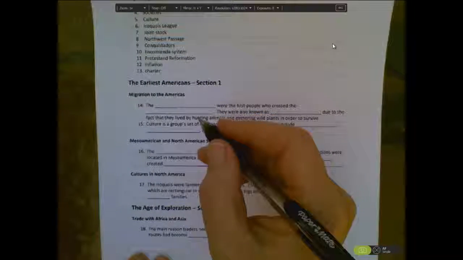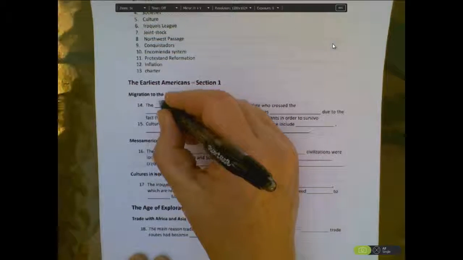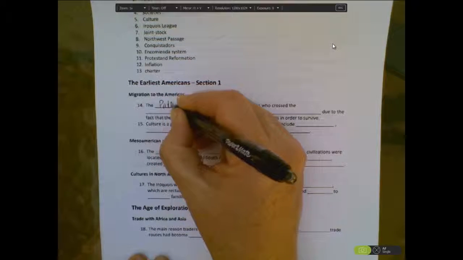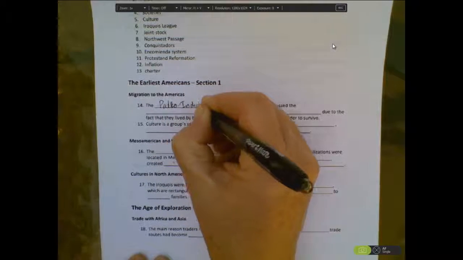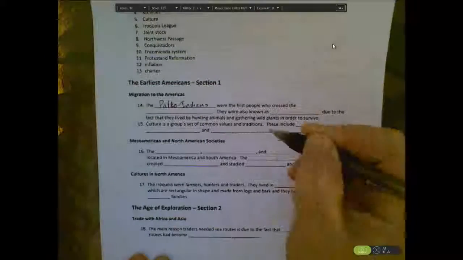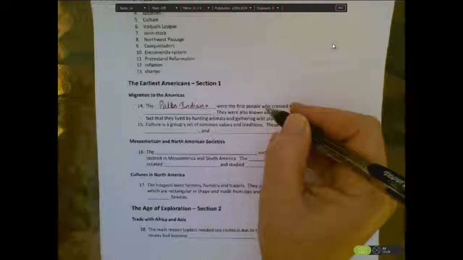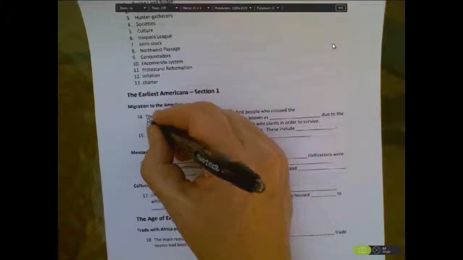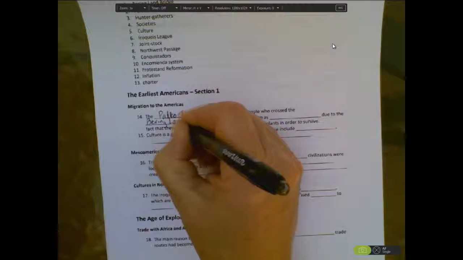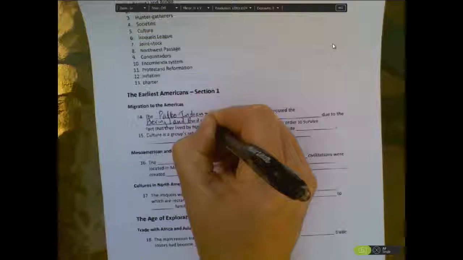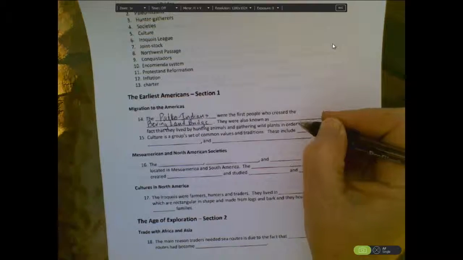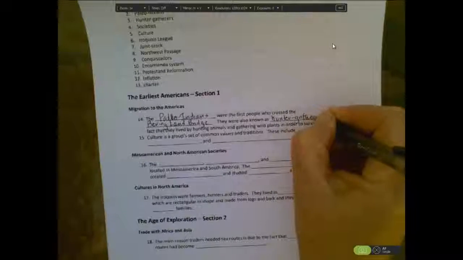Nice job. The first, number 14, the Paleo Indians were the first people who crossed the Bering Land Bridge. They were also known as hunter-gatherers, due to the fact that they lived by hunting animals and gathering wild plants in order to survive.